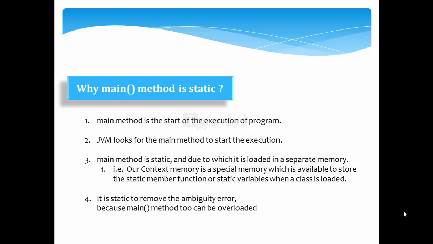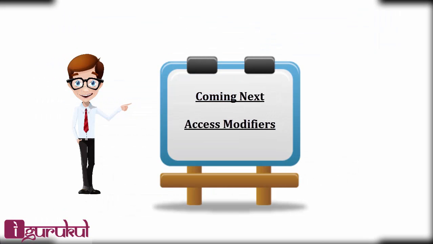If you save the program with a different name, then whenever you run your program, it will give you a runtime error that JVM doesn't find your main method. So it is a compulsion in Java that whichever class contains the main method, the class name of that program should be the same as your file name. So this will be all about the static keyword and why the main method is static.